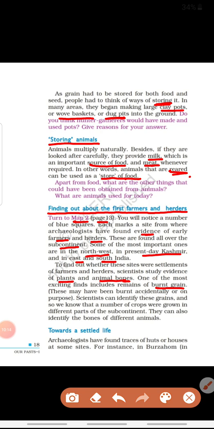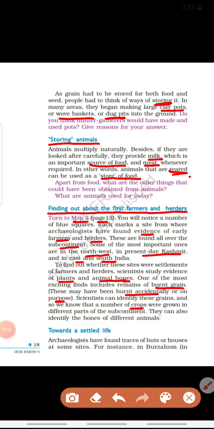This may have been burnt accidentally or on purpose. Maybe that grain was burned accidentally, or for some purpose they burned those grains. Scientists can identify this grain, and so we know that a number of crops were grown in different parts of the subcontinent. Because the scientists identified these crops, we came to know that in olden days they were growing crops like wheat and barley. So burnt wheat and burnt barley was found, and scientists came to know that these crops were grown there.